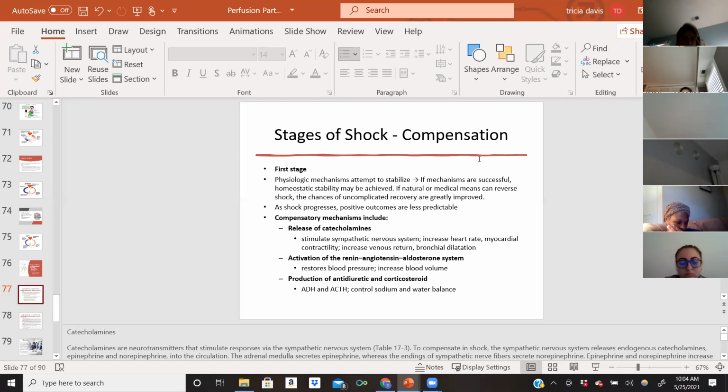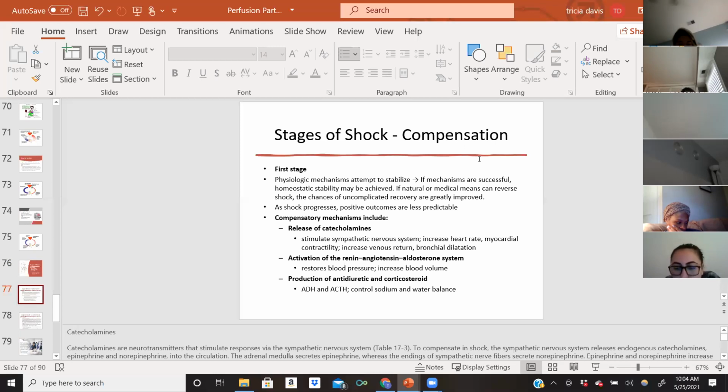So the release of catecholamines, this is when whatever's happening in the body is going to stimulate our sympathetic nervous system. Once that system is stimulated, it's going to cause our heart rate to increase. That increase in heart rate is going to cause our myocardial contractility to be stronger. So we're going to have more blood put out with each contraction of the heart. Every time that happens, it's going to increase our circulatory volume, which is going to increase that venous return, and it's going to cause bronchial dilation.